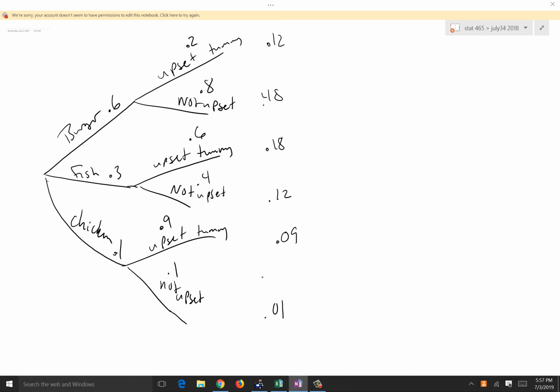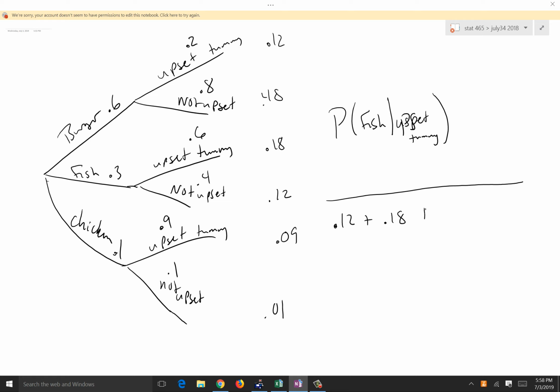So if you did this problem, what is the probability that I had fish for lunch given that I had an upset tum-tum? Upset tummy. There you go. Nice. So what had to happen? Well, there's 3 things that could have happened, yes? I could have had burger and upset, or I could have had fish and upset, or I could have had chicken and upset, right? But the one I was interested in is the fish.